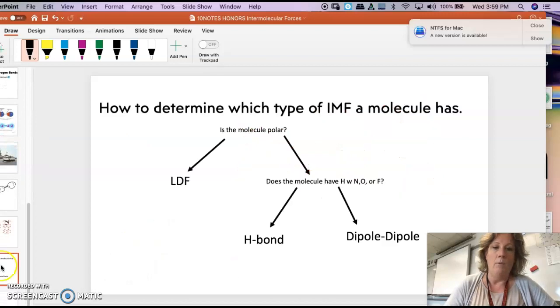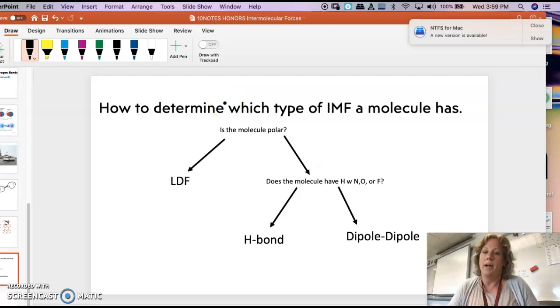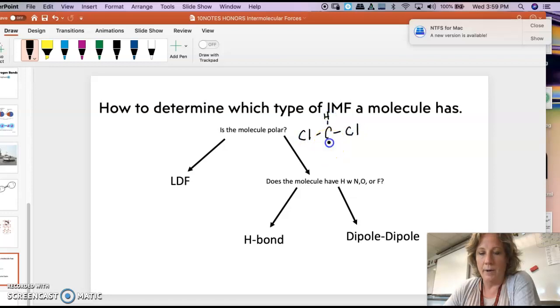So now the application of all of this is that I want to be able to look at a molecule and know what kind of IMF it has. So this is the question that I'm going to ask myself. First thing I ask, so let's say I have this molecule. I'm going to just pretend that my electrons are around the chlorines. So this is a polar molecule because it's a tetrahedron and they're not all the same thing. So I'd ask myself, is it polar? And then I would say yes.